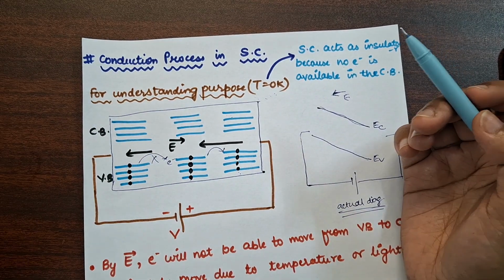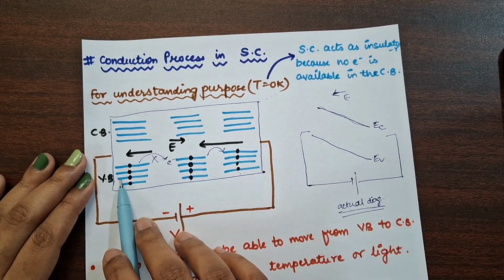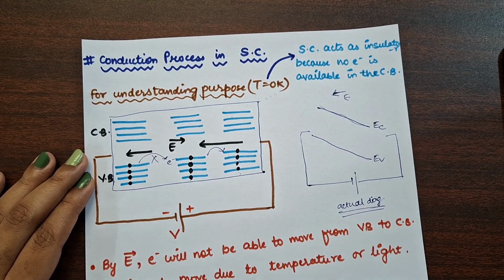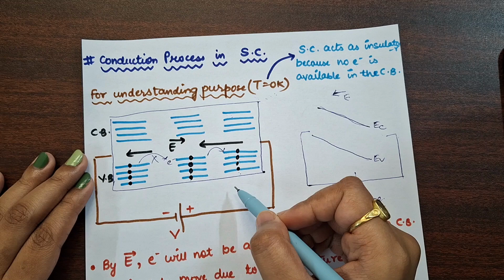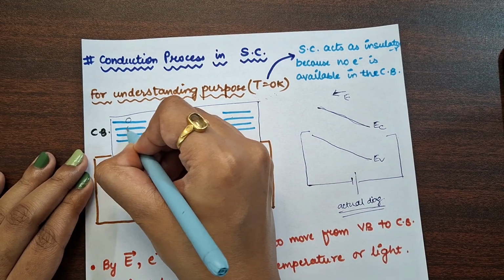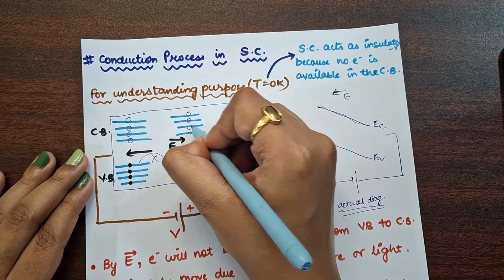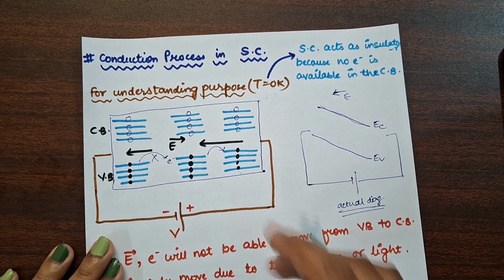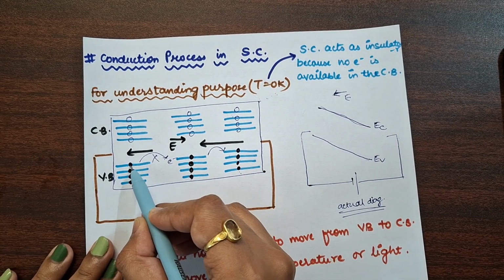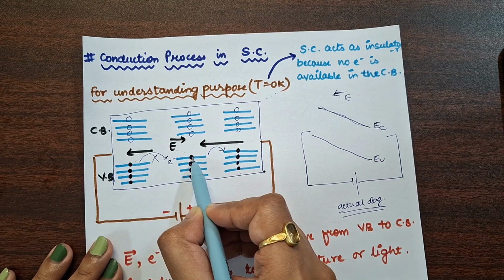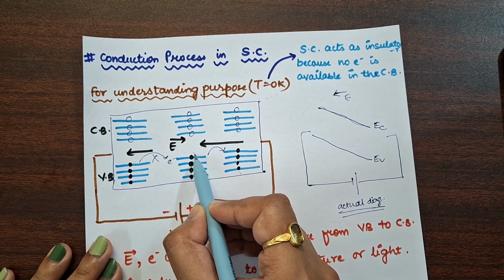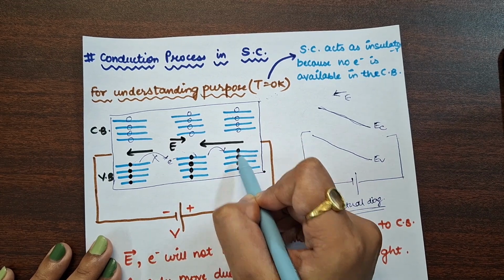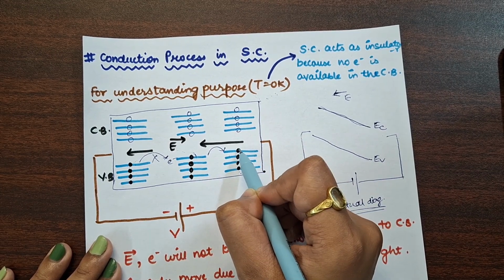Okay. So you can observe over here that in this valence band, all the electrons are present and there is no vacancy here. All the vacancies are present in this conduction band. So as you can see, the electron cannot move over here. Why? Because there is no vacancy present. Here already electron is there. And this electron cannot move over here because an electron is already present.